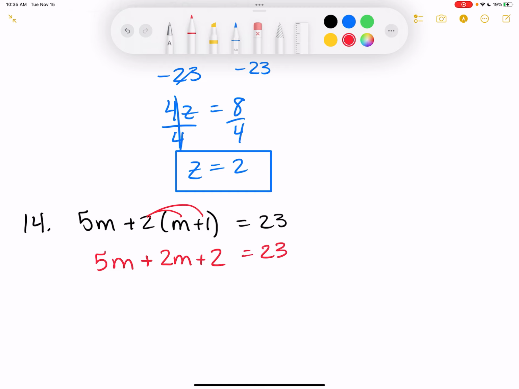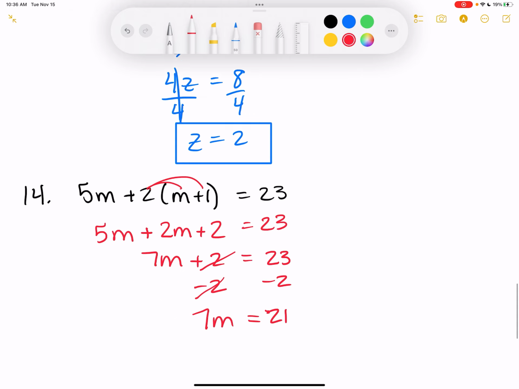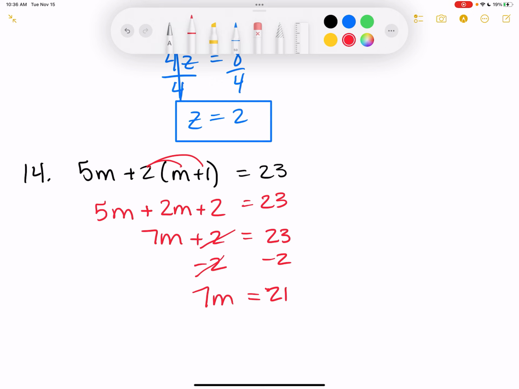Now what? Combine like terms. And that gives you what? 7m plus 2 equals 23. Now what? Subtract 2 on both sides. So 7m equals 23 minus 2, which is 21. Now what? Divide by 7 on both sides. So m equals 21 divided by 7, which is 3.